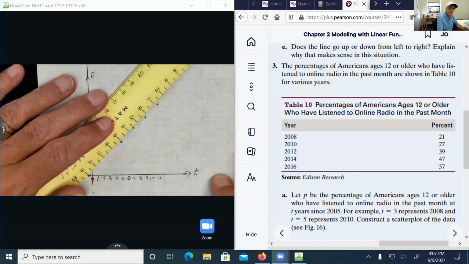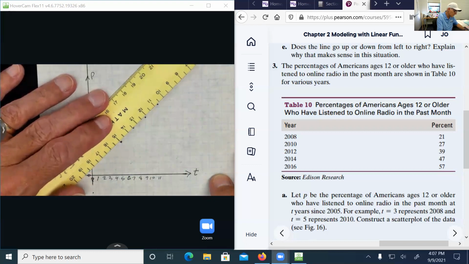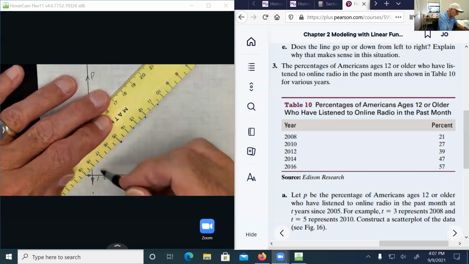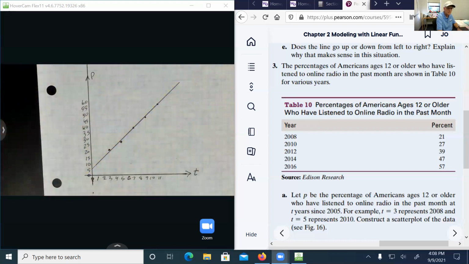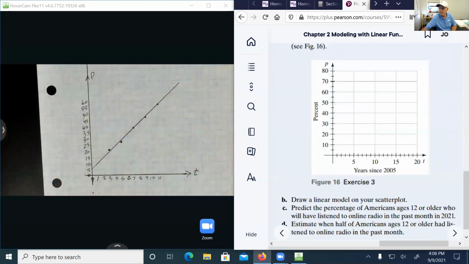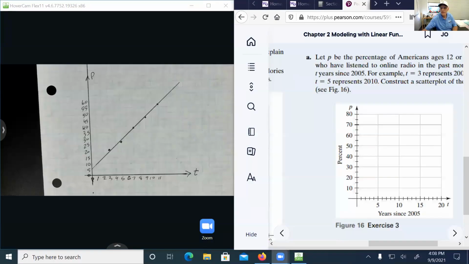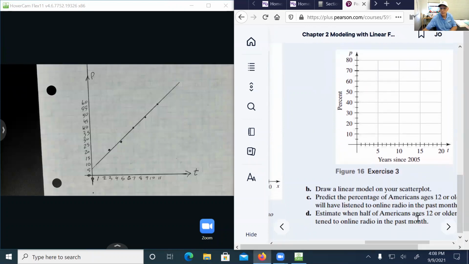So I'm going to be using my ruler here, and I would like to have a line so that some of the points are slightly below and some of the points are slightly above, and the line's probably going to go through many of the points. This is a line of good fit. This is our scatter plot. Now let's take a look and see what the questions are. This little graph here is just to give you a hint of one possibility of how to do the graph. Draw a scatter plot. We did part A.